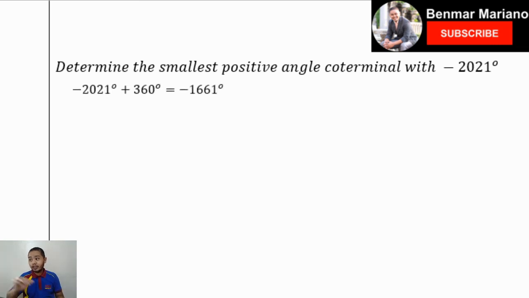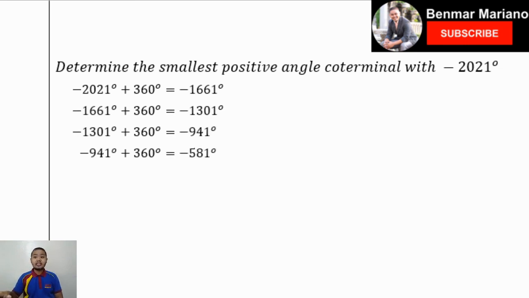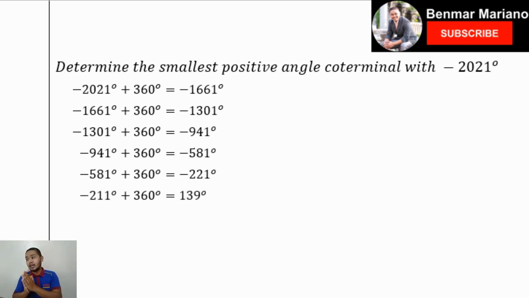We will start with negative 221 and add 360. We will get 139. So the answer to this task, to determine the smallest positive angle coterminal with negative 221 degrees, is 139 degrees.